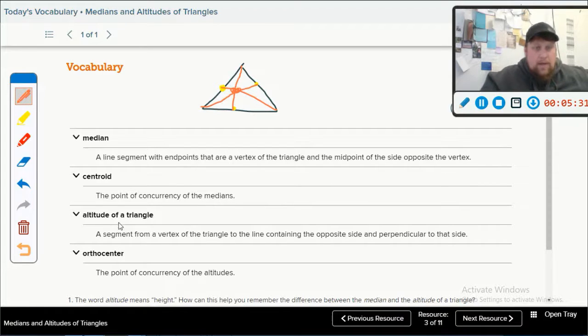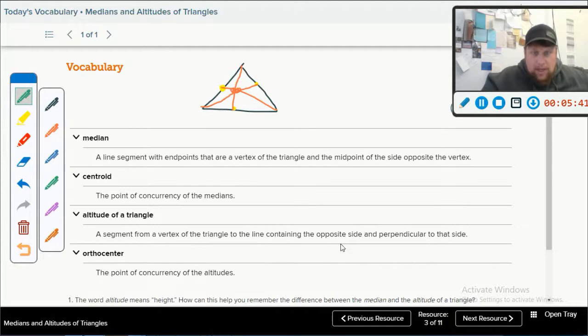All right? And the altitude of a triangle. What is the altitude of the triangle? The altitude of the triangle is a line drawn from the vertex, so a segment from the vertex of the triangle to a line containing the opposite side. So I can draw one of three altitudes.